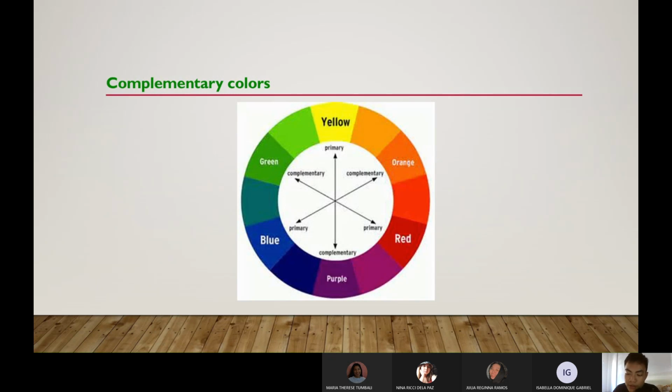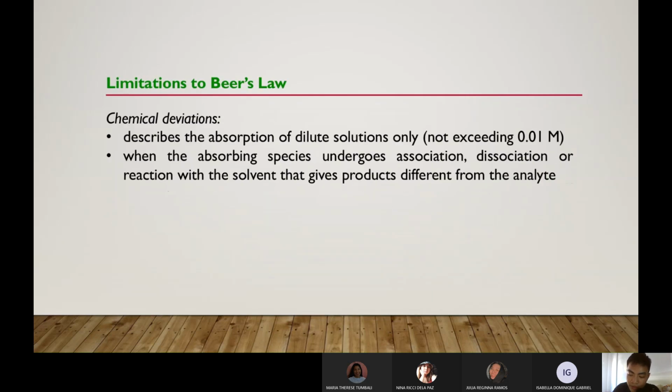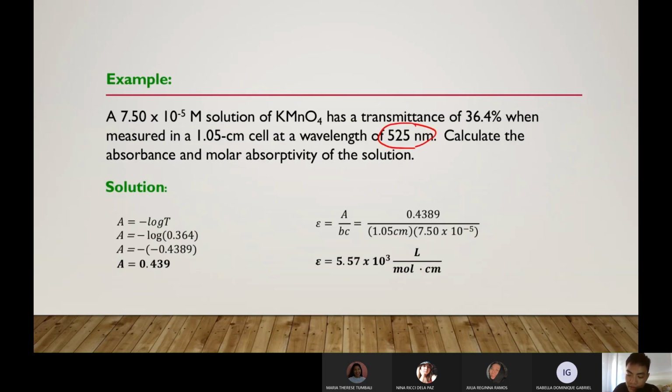No? So, ibig sabihin nun, yung absorbed light dito, okay? So, itong 500 nanometers na to, this corresponds to yellow color. Ibig sabihin, this sample is color purple. Okay? So, kung purple yan, it will absorb yellow color. Okay? So, always remember this na lang. Ito ginagawa namin dito. We have this color wheel.